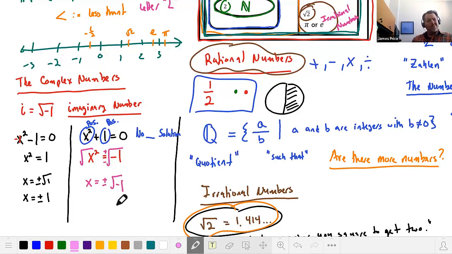And so that person says, no, there is a solution. I just wrote it down. It's plus or minus the square root of -1. And the person that says there's no solution says, well, hold on. There is no such number as the square root of -1, right? That doesn't exist. And the person that solved it said, yes, it doesn't exist. It's imaginary. And that solves the problem for both of them.